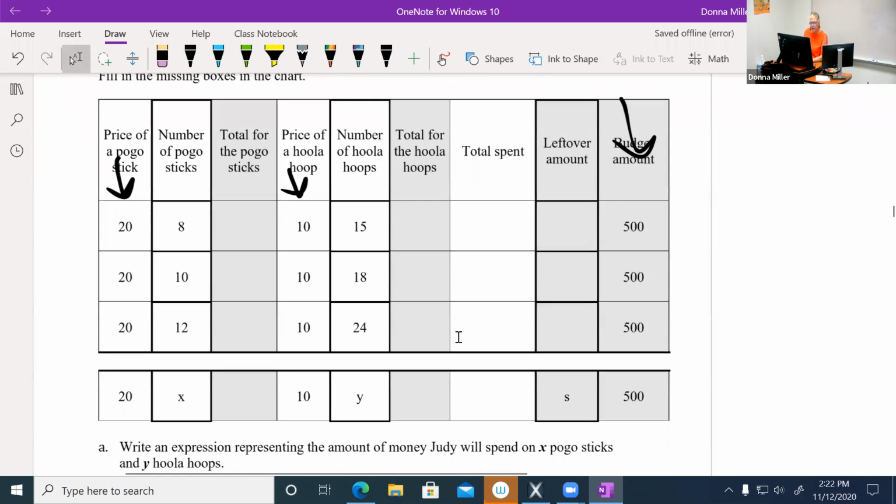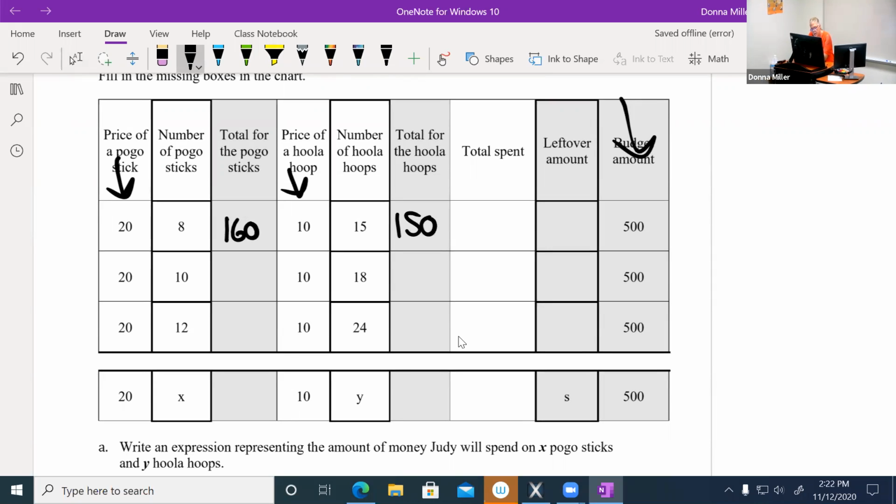So this is kind of the same thing. I'm not going to do all of these because I think we're getting the idea, right? The total for the pogo sticks, if I buy 20 times 8, is $160. The total for the hula hoop would be 10 times 15, which is $150. So my total spend, if I add those together, is $310. So the leftover would be 500 minus 310, I get 190. That would be my slack variable.